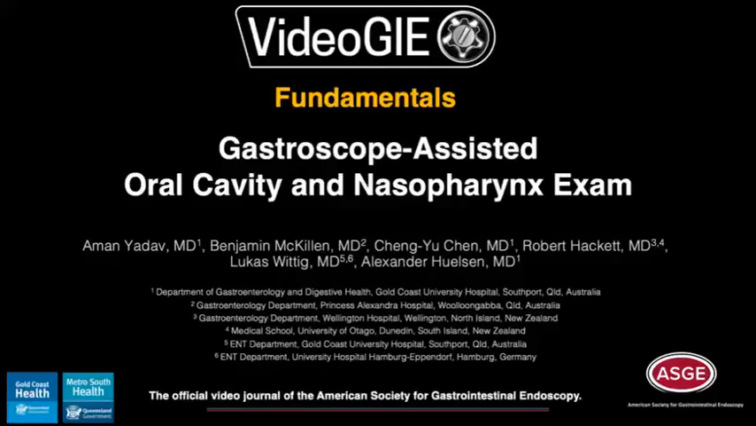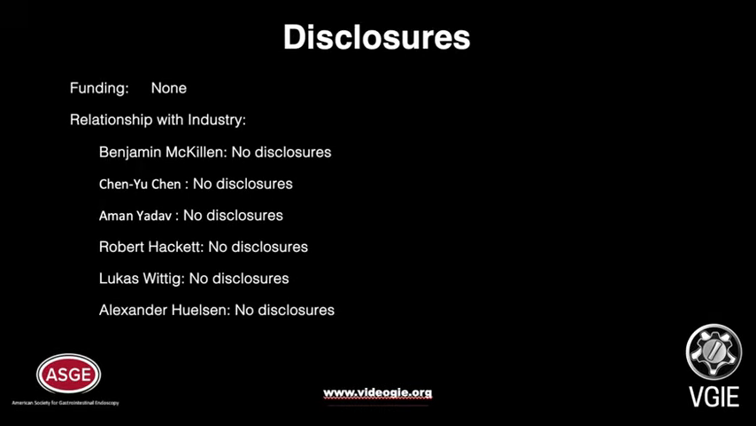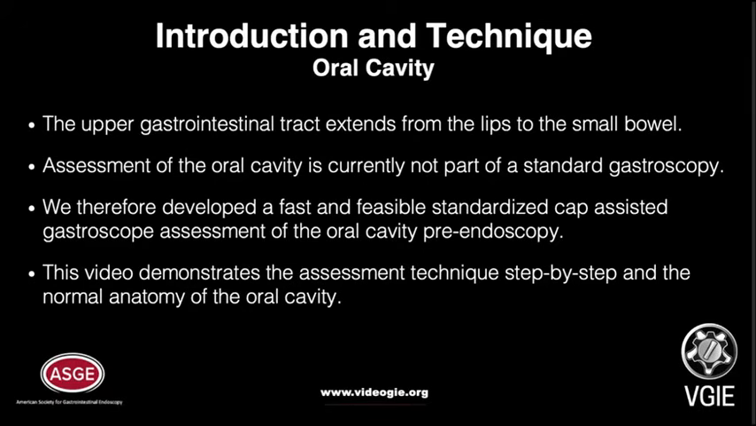Gastroscope-assisted oral cavity and nasopharynx exam. Part 1. Oral cavity. The upper gastrointestinal tract extends from the lips to the small bowel.